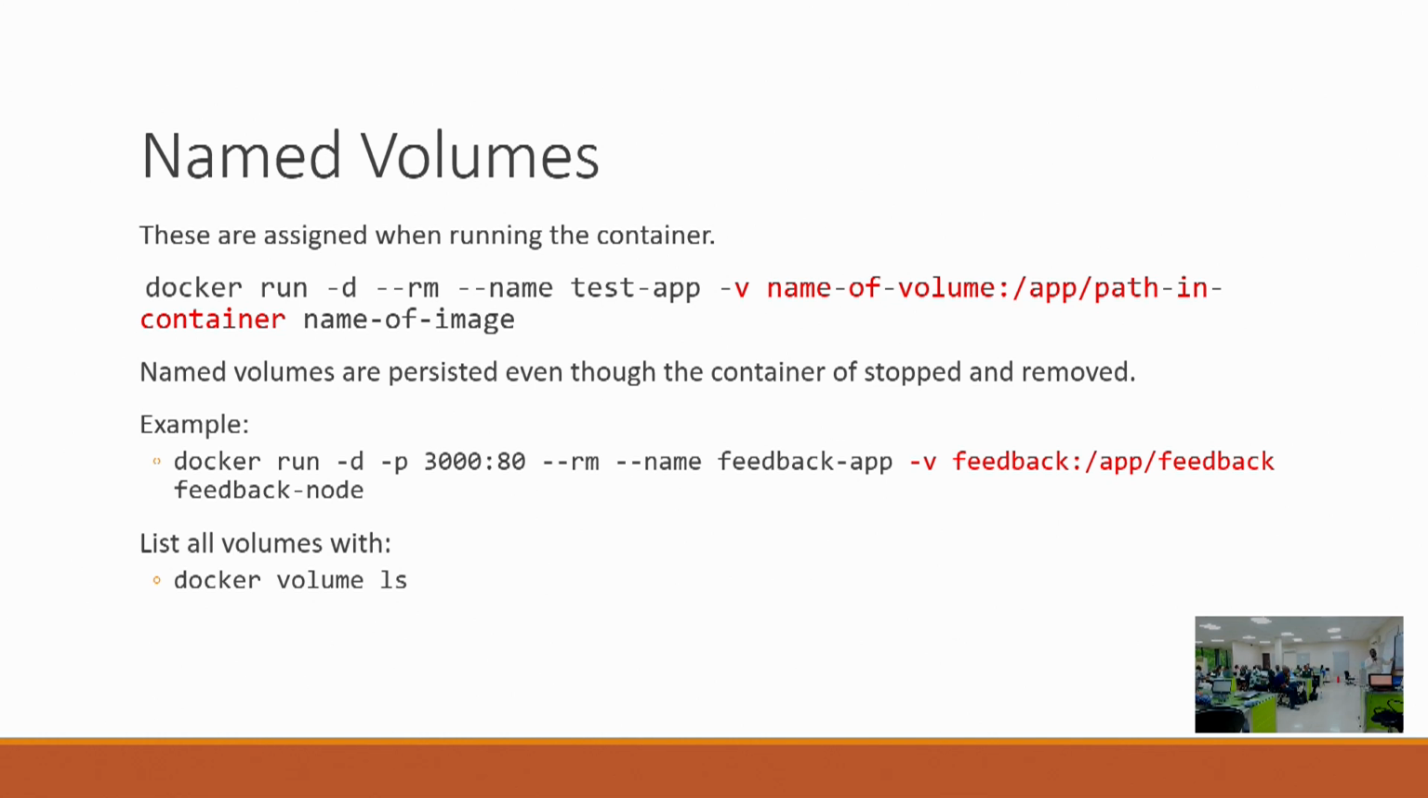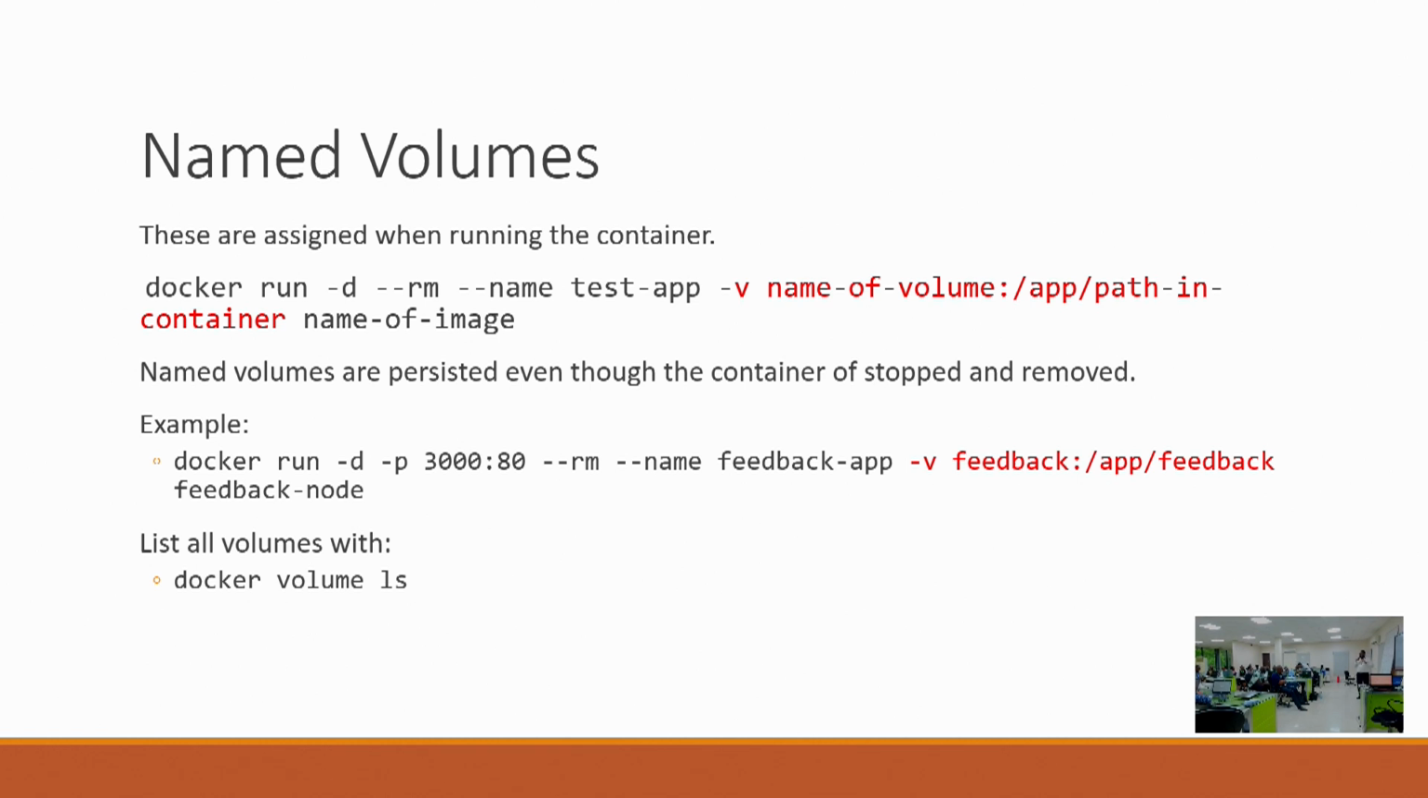So this is another example. -d to run in background, -p to port map, --rm to remove when the container is stopped, --name to specify the name of the container. Here we are creating a named volume. It means give this volume a name, and this /app/feedback in the container should be persisted. So the files in /app/feedback will be persisted somewhere in your system that is not even known to you. If you try to find it, it will be hard to find.